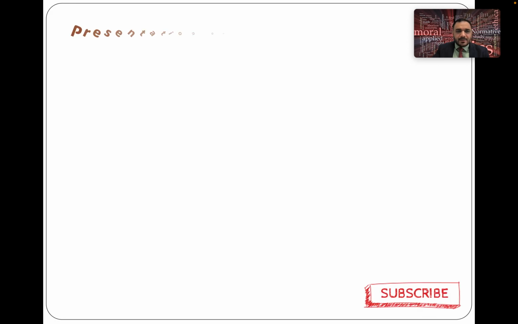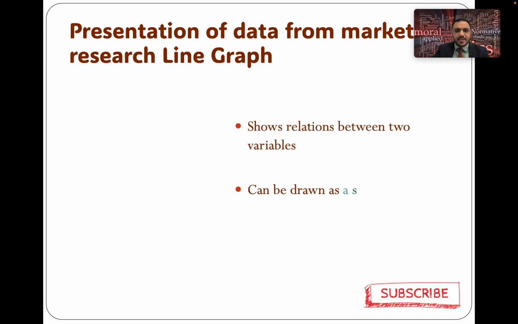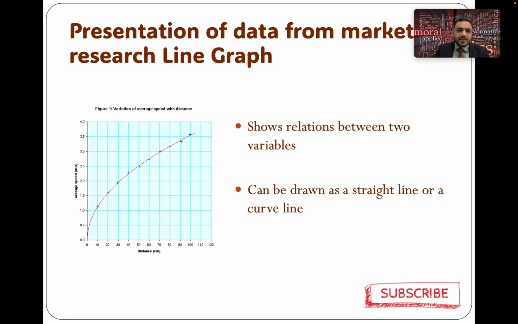Next is the line graph. Here we can see this line graph of variation of average speed with distance. It shows the relation between two variables and it can be drawn as a straight line or a curved line. So you can keep two particular variables on the x-axis and y-axis, and you can show the relationship between them. So this is all about chapter number 11, market research.